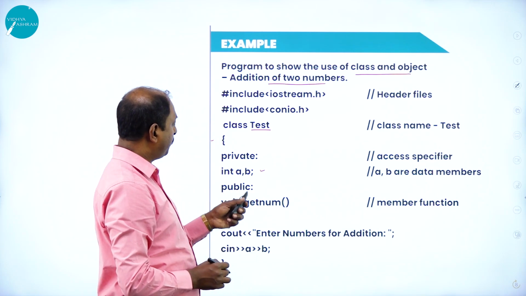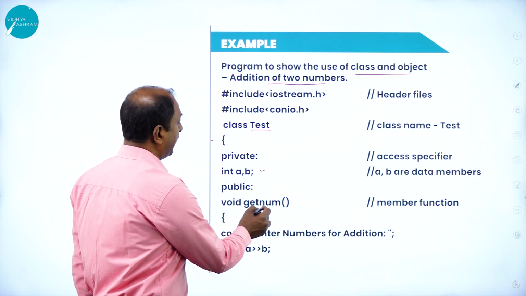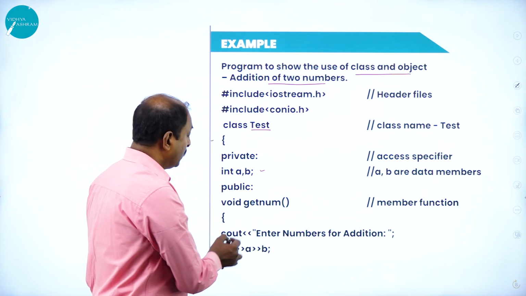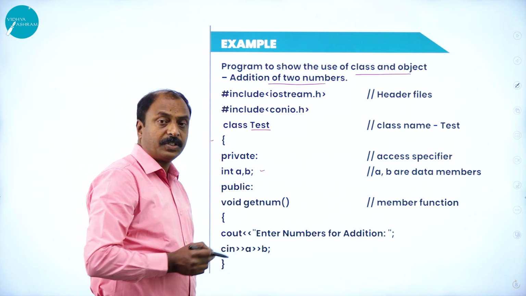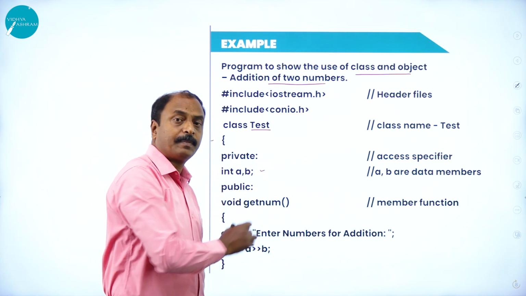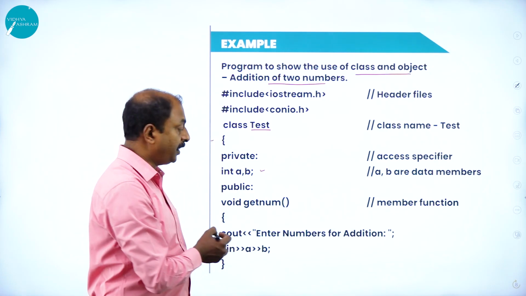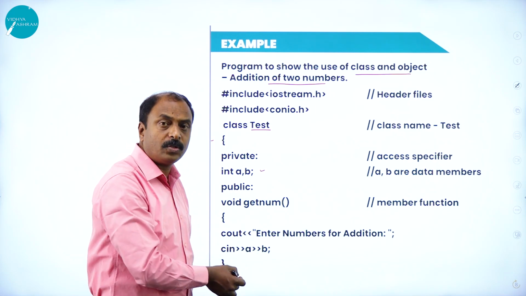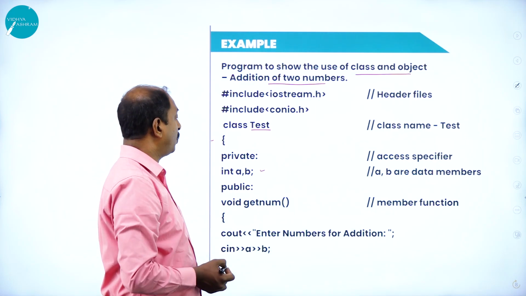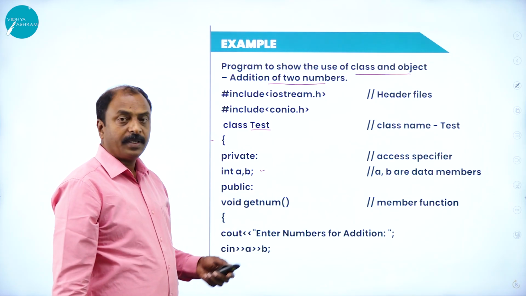After this, under public, we have one function, void getNum, and we open and close the bracket here. So this is the function definition. This is a member function. Here getNum is a member function and this is its definition. Here we write code to read 2 values, a and b. We are entering the values of 2 variables here. So this is one function.